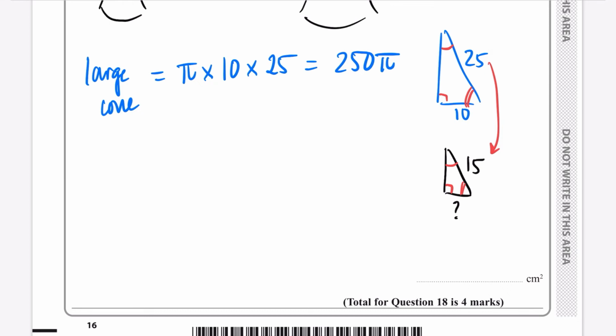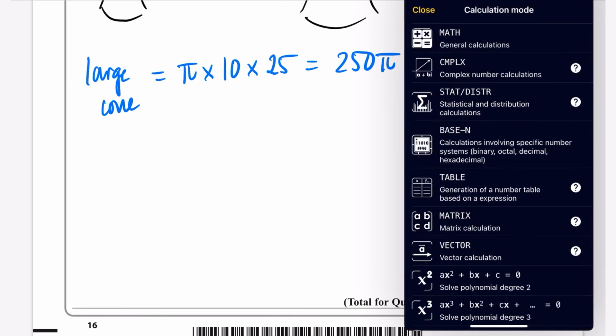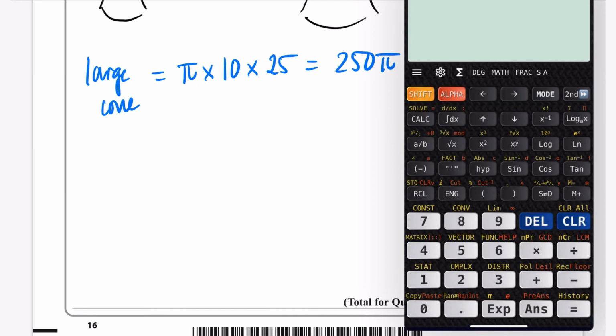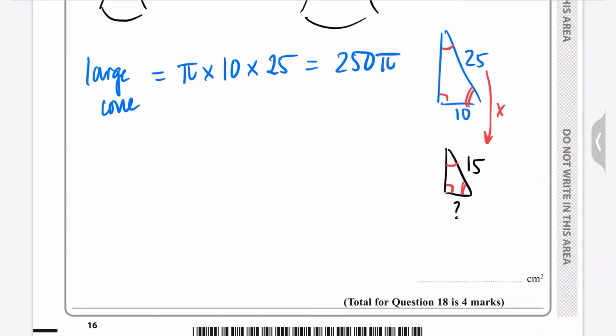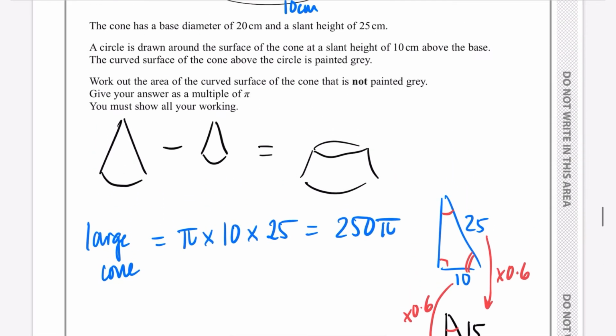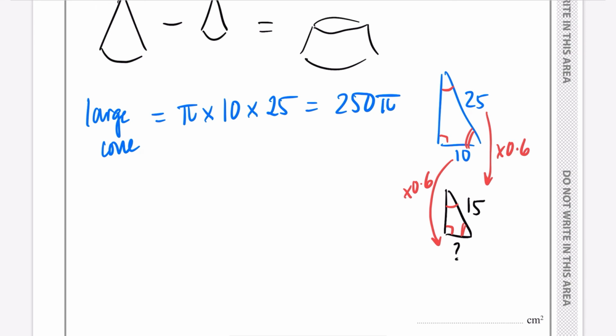So to go from, in fact, why don't we do it the other way around? Why don't we say, how do we go from 15 to 25? What do we multiply by? No, we are going to go this way. 25 to 15, we're going to do 15 divided by 25. Let's go back to my normal calculation. 15 divided by 25 is 0.6. So to go from here to here, I've multiplied by 0.6. So to go from the 10 to the radius, I'm also going to multiply by 0.6. And 10 times 0.6 is 6. So on this triangle at the bottom, we now know that it is 6 centimeters here.